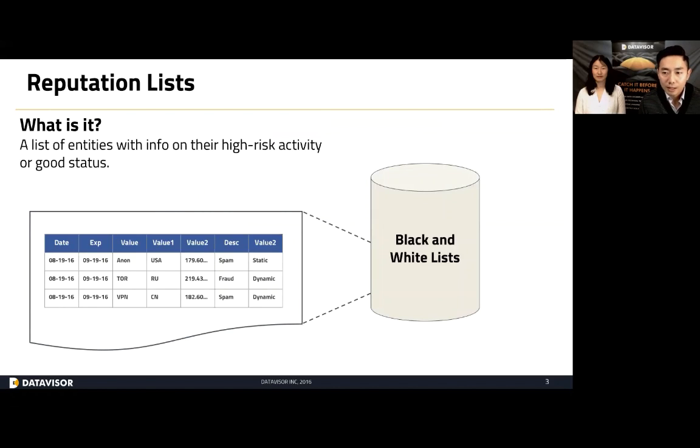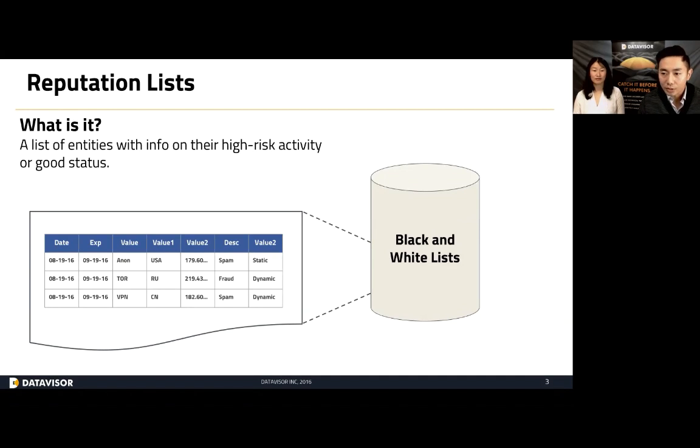So what are they? Reputation lists are resources with information on an object's high-risk activity or good status. For example, an anonymous proxy IP address that's used for spam, or a device ID fingerprint that is associated with a user marked as a fraudster in a large fraud ring. You can think of reputation lists as blacklist and whitelist. In the case of an IP address blacklist, you can get a lot of information about it, such as the type of IP, is it an anonymous proxy or VPN, is it static or dynamic, and why was it blacklisted.